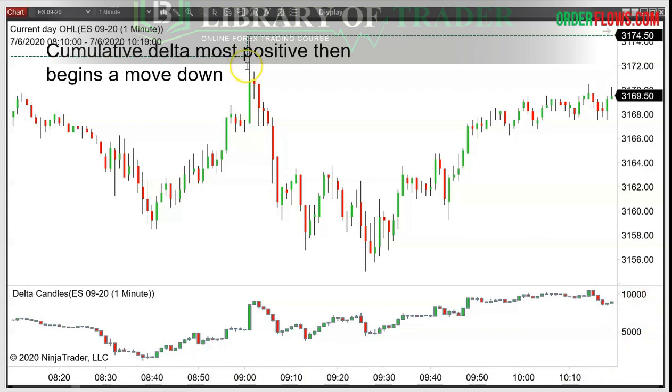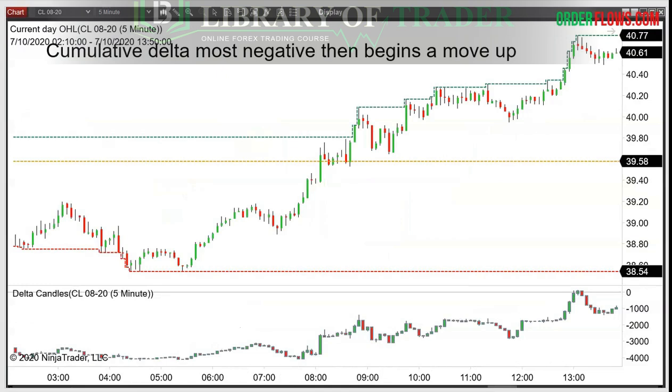Right? So, if you're like, well, here's the move from 74.5 down into the 50s. Okay? Yeah, you can catch the move back up because cumulative delta is above zero. You could take longs, but you're going to be missing out on this tremendous shorting opportunity. Here's cumulative delta, most negative, then begins the move up. Okay?